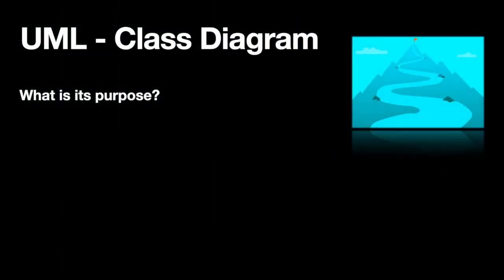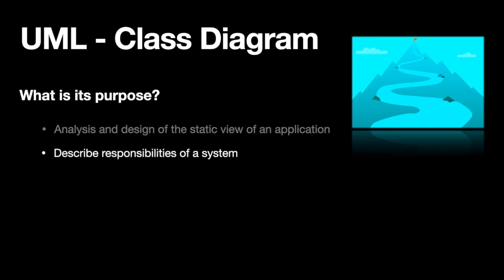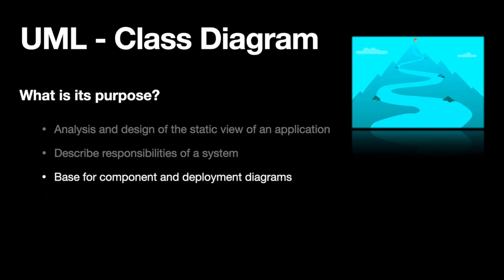So, what is the purpose of the class diagram? The purpose of class diagram is to model the static view of an application. Class diagrams are the only diagrams which can be directly mapped with object-oriented languages, as I said before, and widely used at the time of construction.